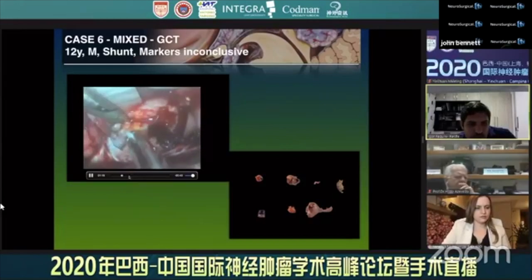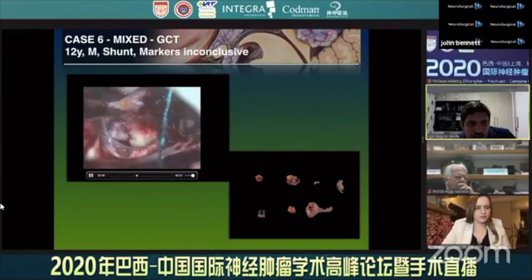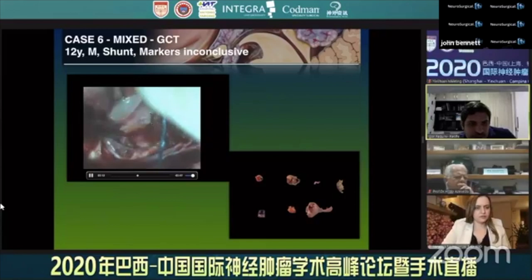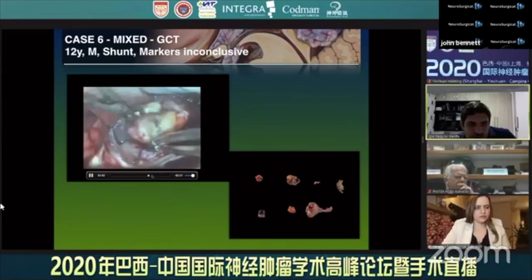So we debulked, we removed what we could. We can see calcified portions of the tumor, fat inside the tumor. So here we cut the tumor.